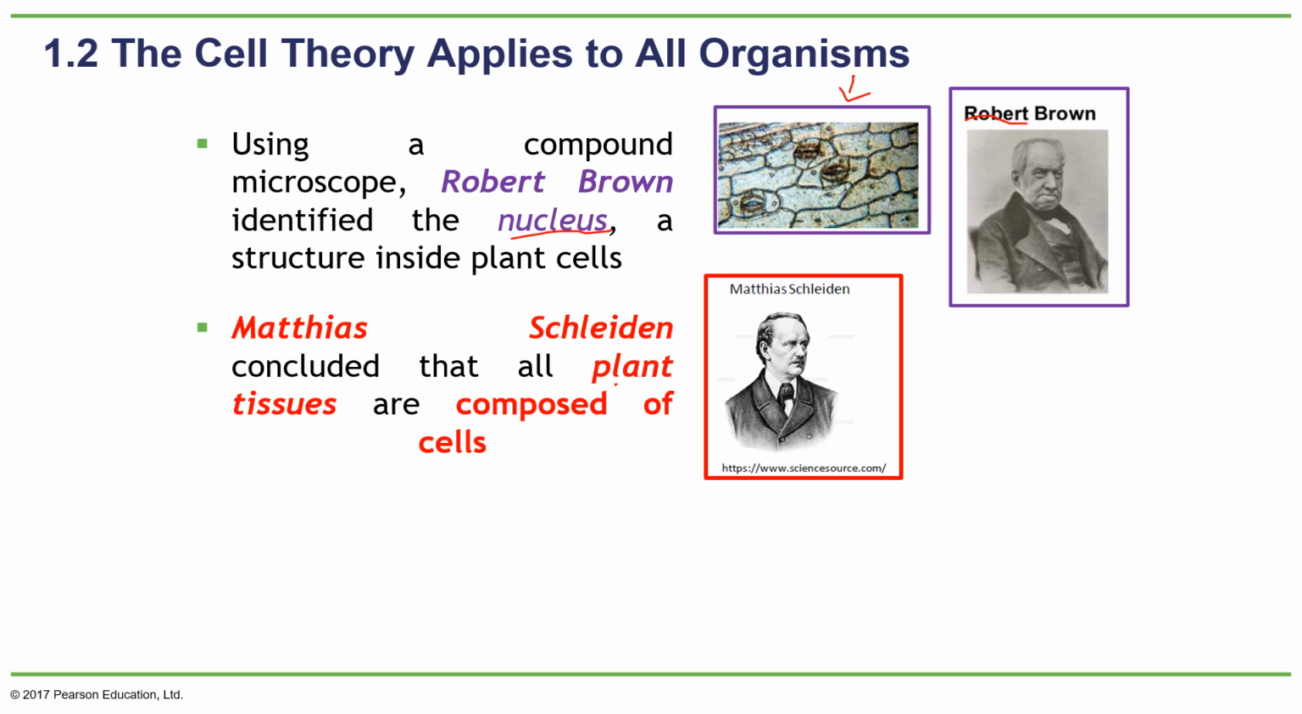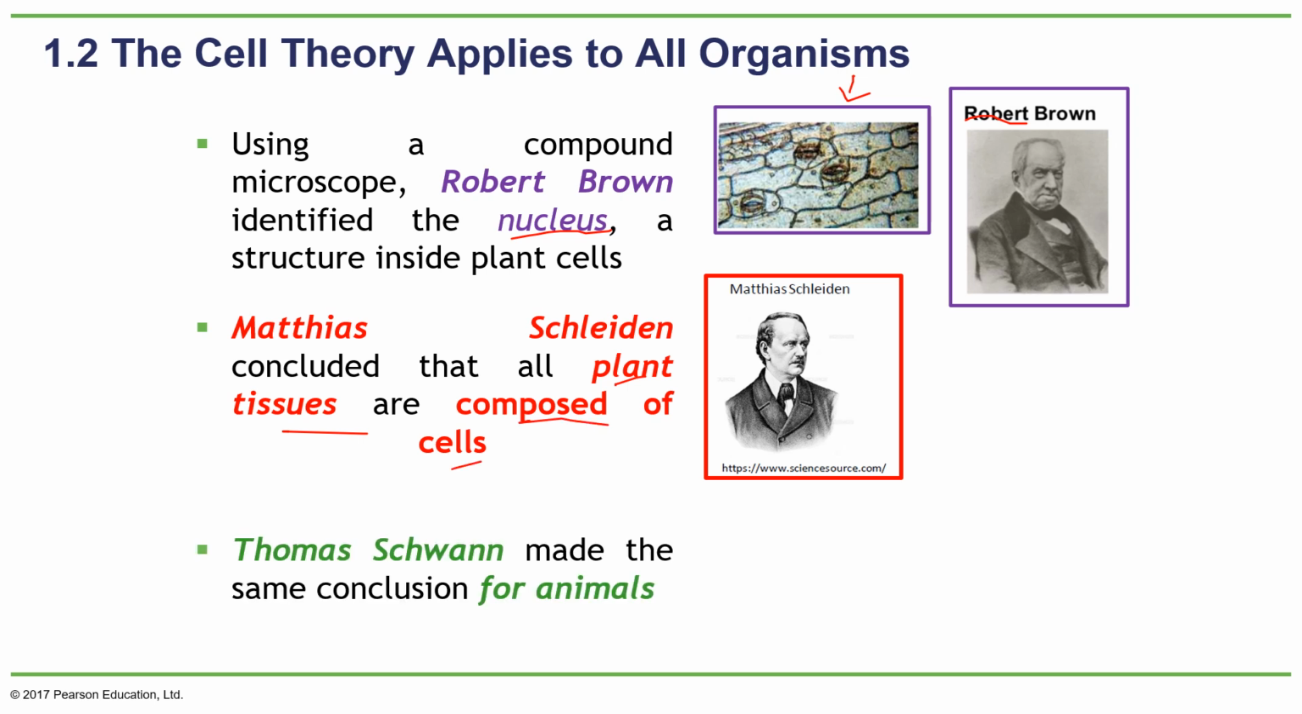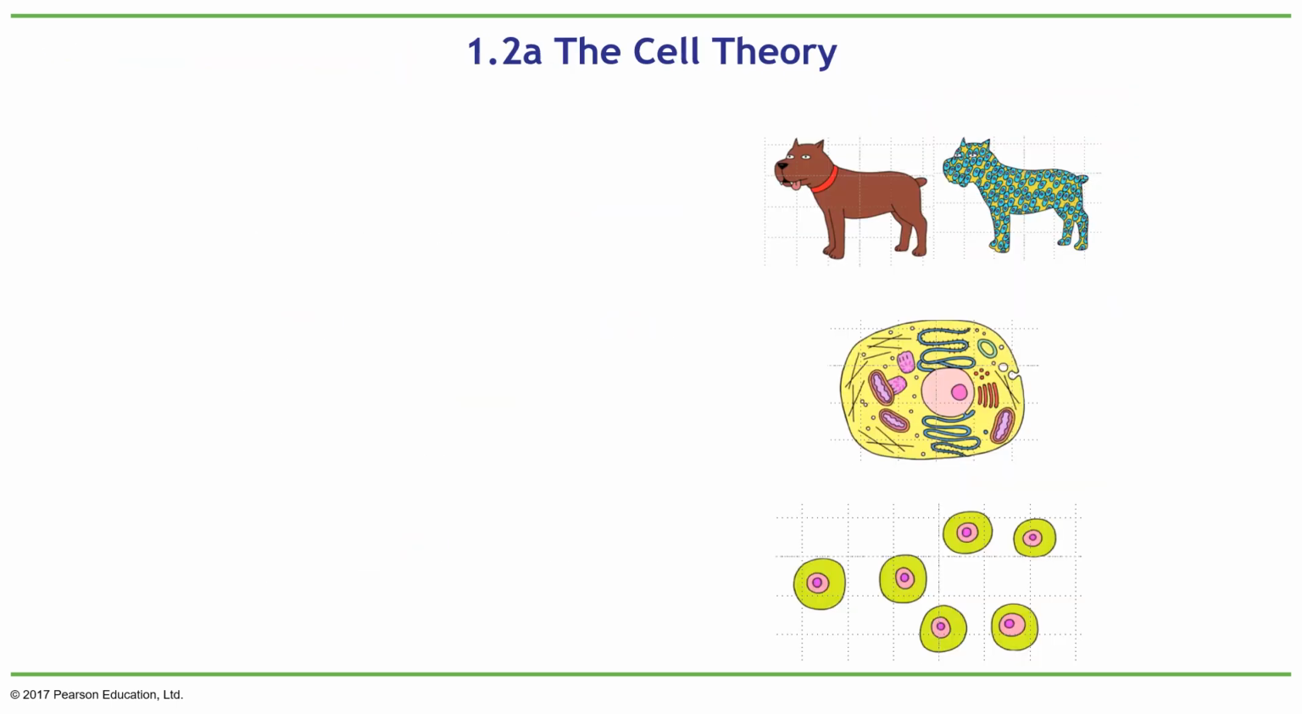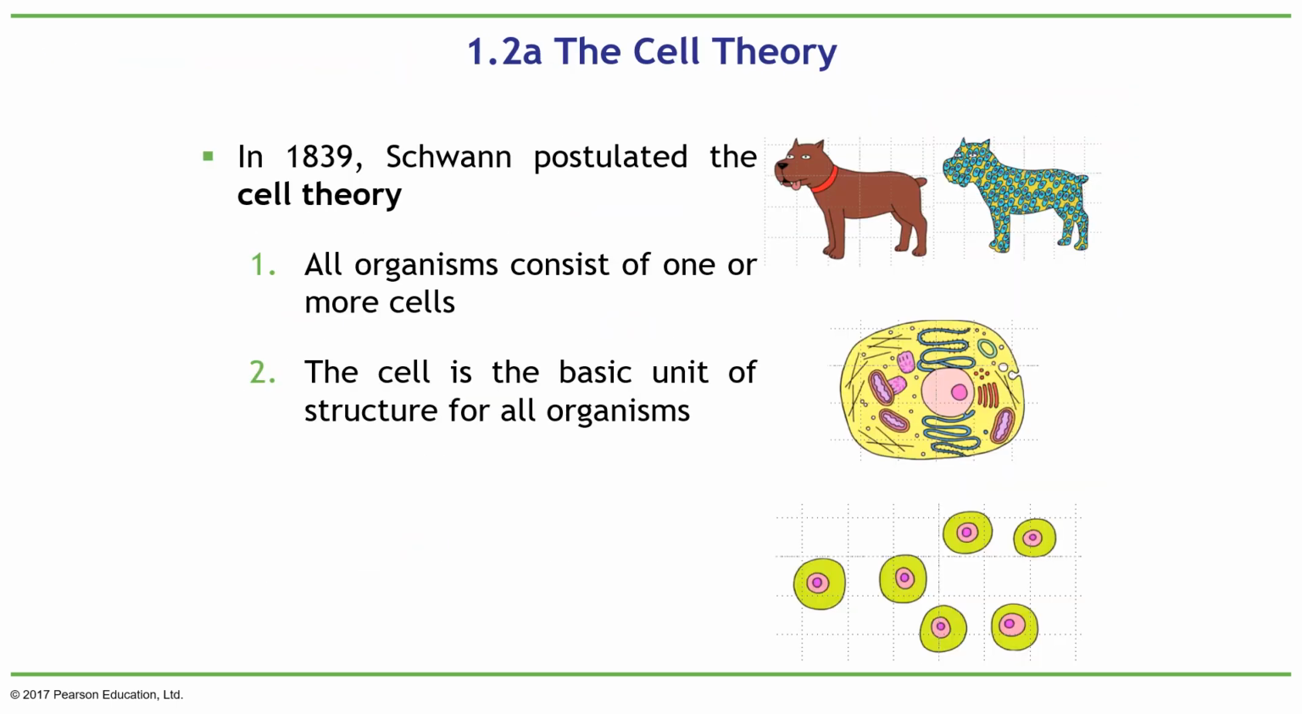And he found that plant tissues are composed of cells. And another key piece of information was produced by this guy, Thomas Schwann, who reached the same conclusions, but for animals. So based on all this information, there were three key ideas that proposed the cell theory. The cell theory was postulated in 1839.